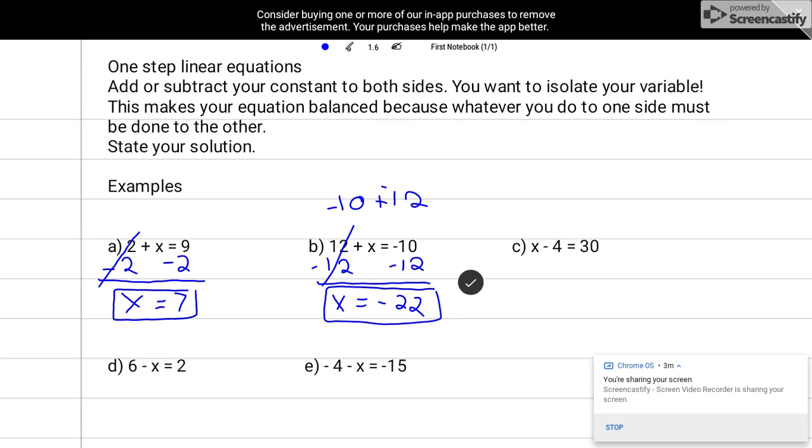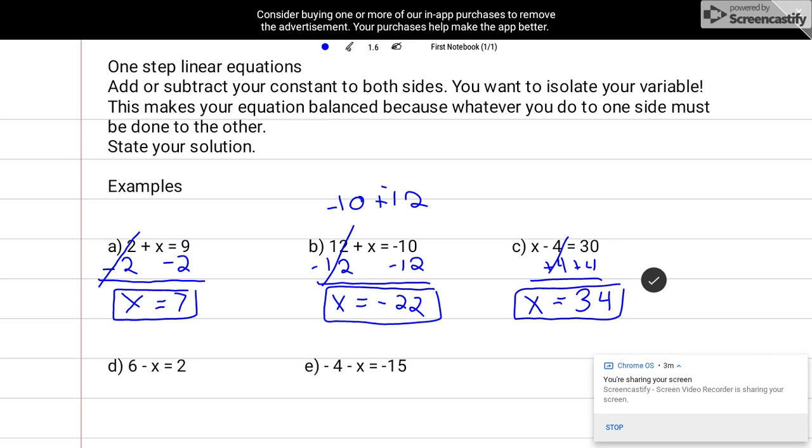Let's look at problem C. So now my variable is first. So I have x minus 4 equals 30. I want to get rid of that 4. So it's really subtracting 4 right now. To undo it, I'm going to add 4 to both sides. I'm left with x equals 30 plus 4 is 34, and we are all done.